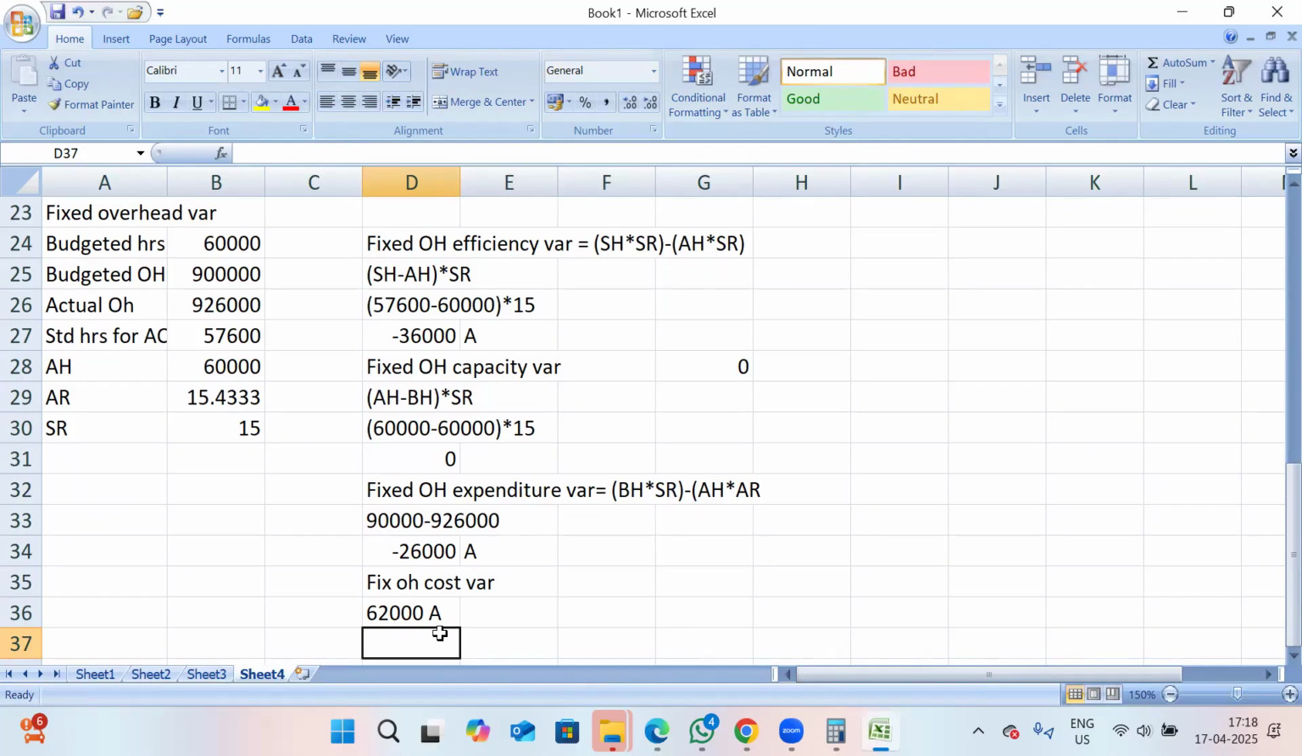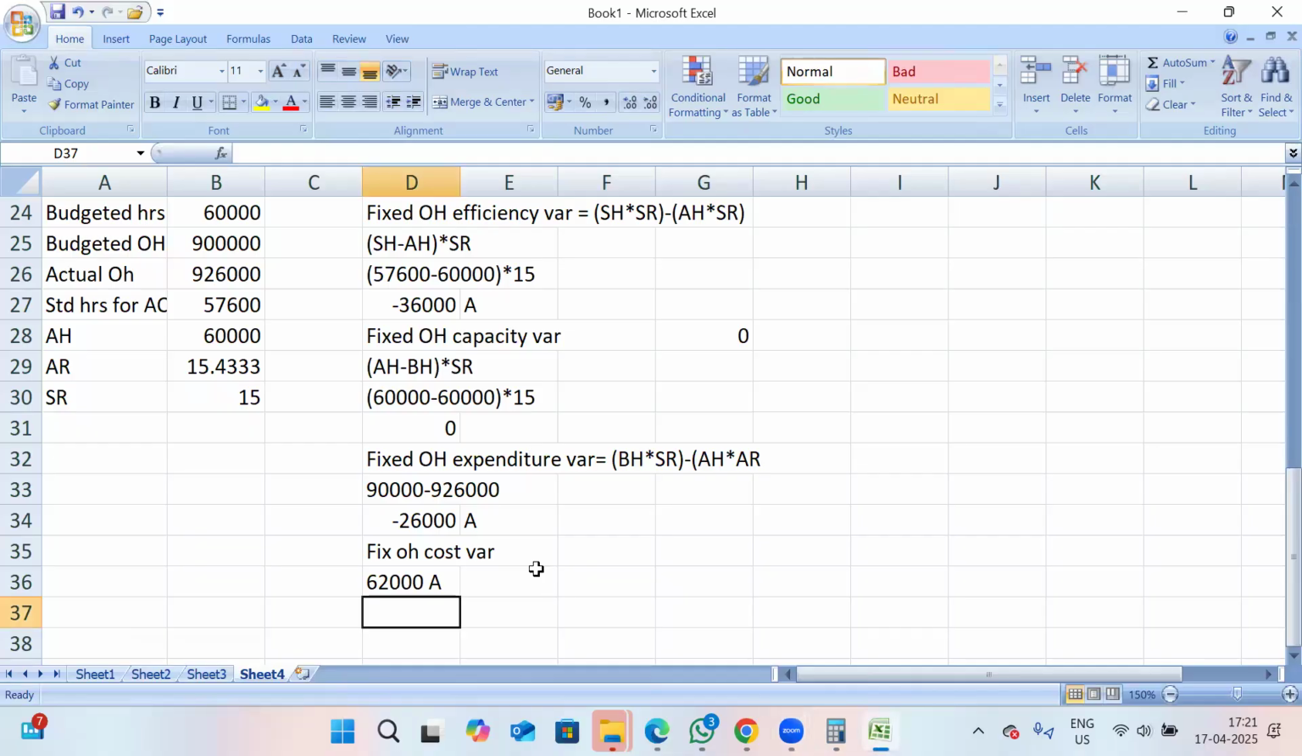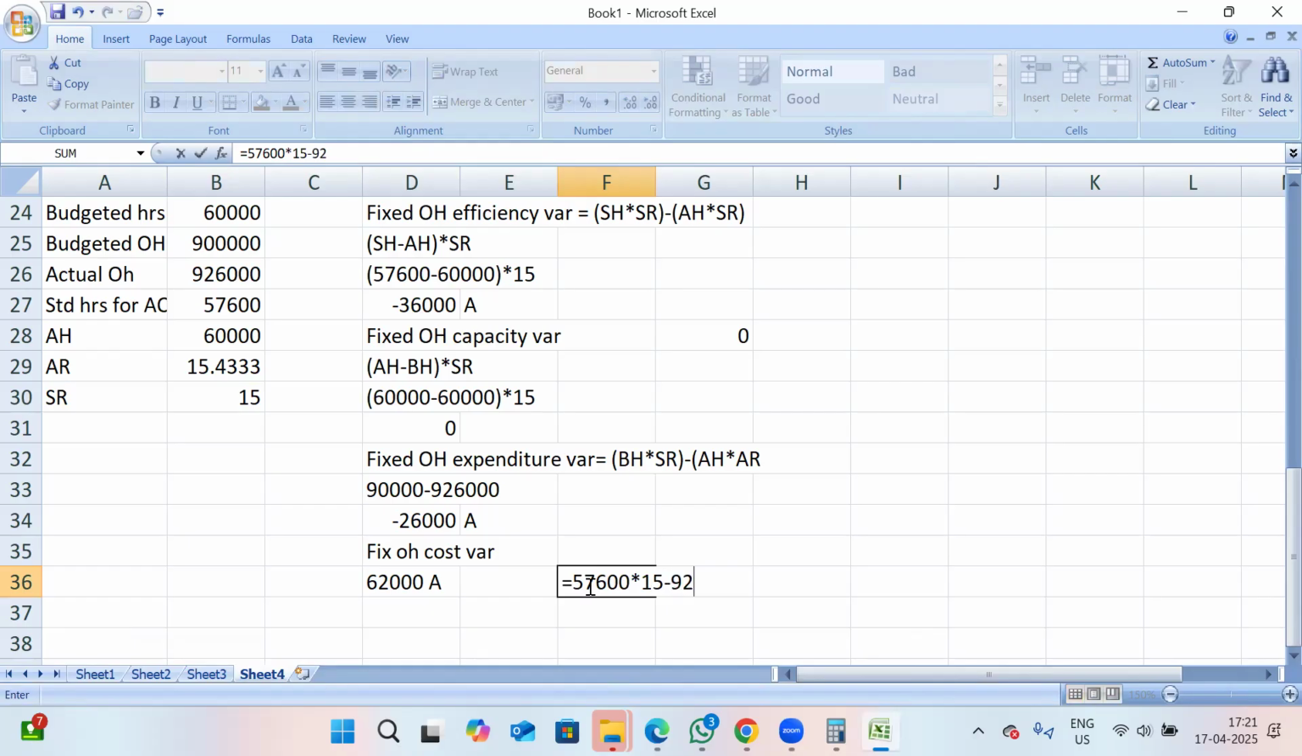If you want to calculate using a different formula, you can do so. Using the formula based on your standard hours, the standard overhead is 57,600 into 15 minus my actual overhead, that is 9,26,000. So 62,000. You can calculate in this way also, and you can cross verify.